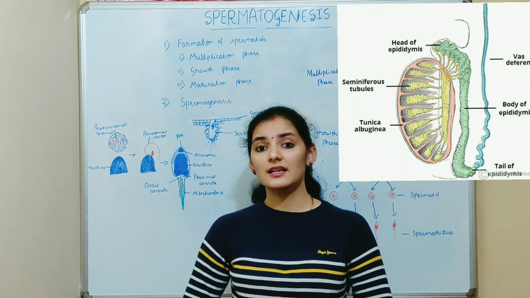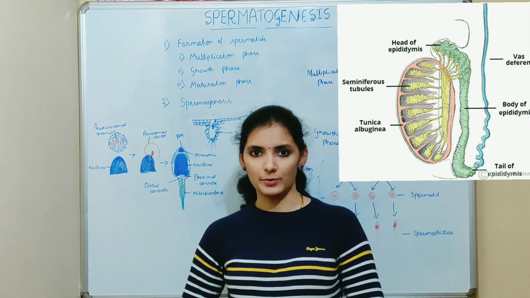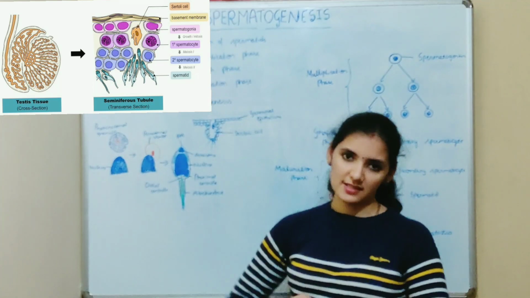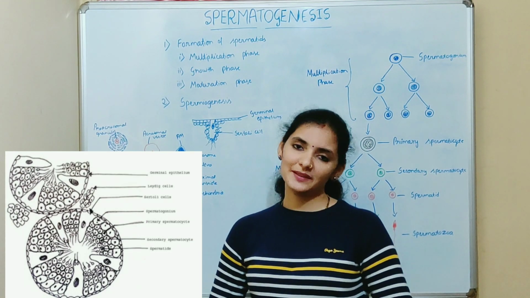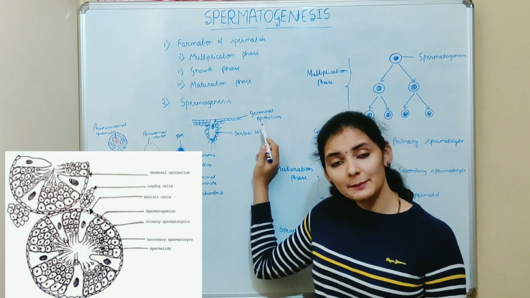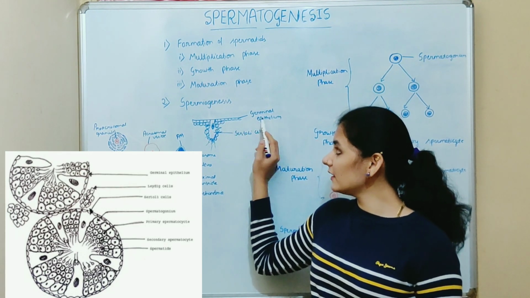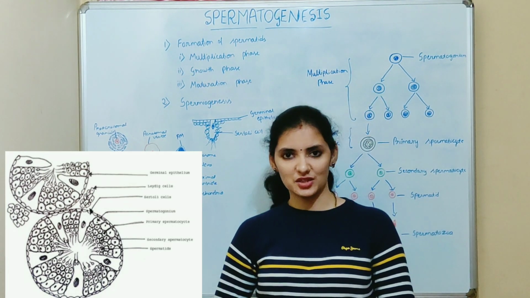The testis mainly consists of highly convoluted tubules called seminiferous tubules. Inside each seminiferous tubule, spermatogenesis takes place. This seminiferous tubule is lined by an epithelial lining called the germinal epithelium. The germinal epithelium is made up of germ cells. So this germinal epithelium gives rise to sperm by the process of spermatogenesis.